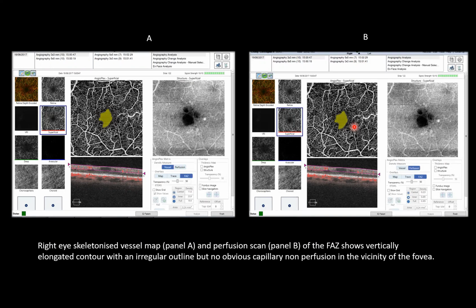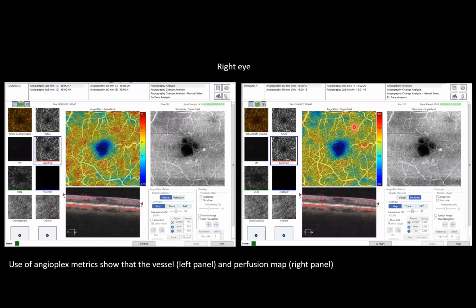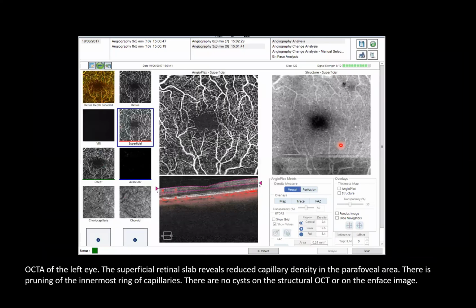That probably explains the good vision the patient has currently. And if you look at the different matrix, then you will be able to see the vessels and also the perfusion map. You see that there is good perfusion around the foveal vascular zone.